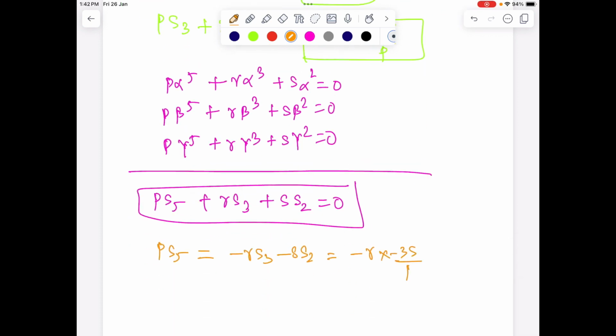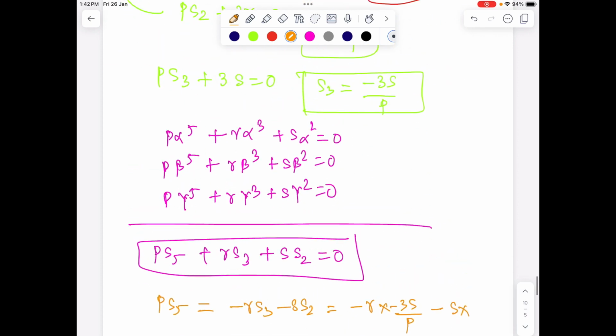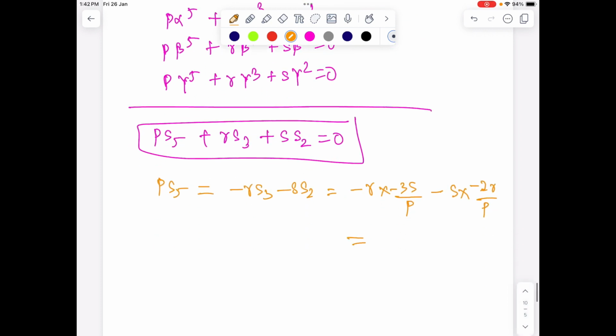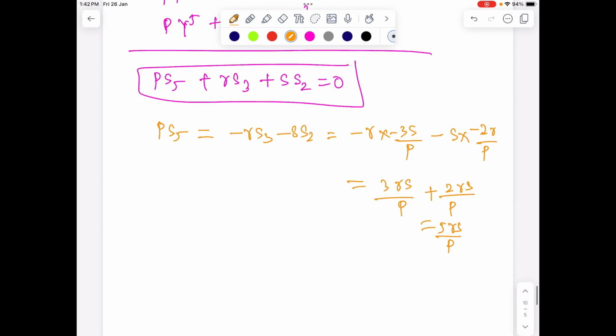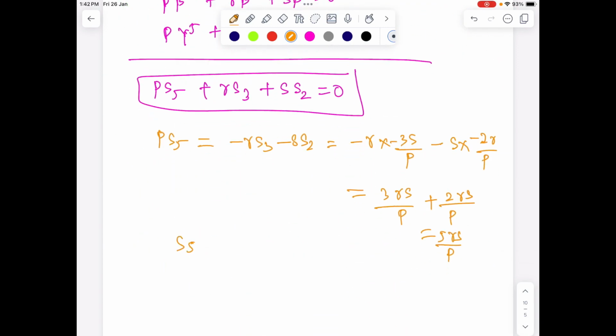S3 is minus 3s by p, minus s into S2, which is minus 2r by p. That gives the value of 3rs by p plus 2rs by p, which equals 5rs by p. So finally, S5 by 5 is nothing but rs by p square.